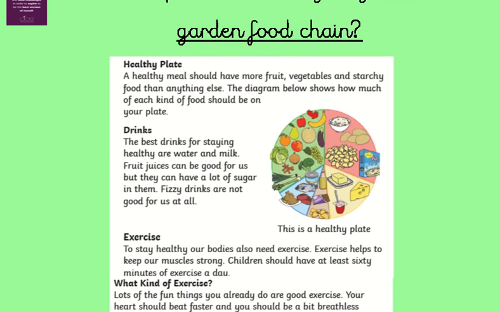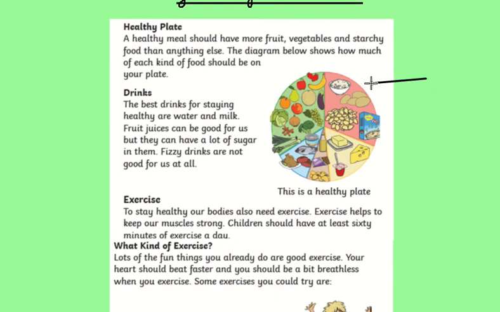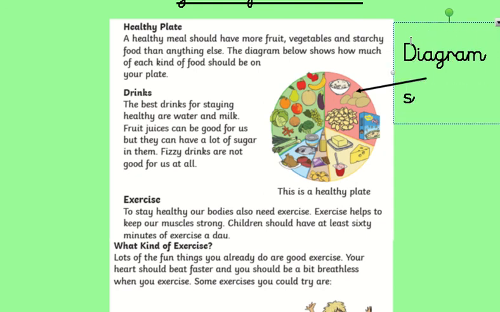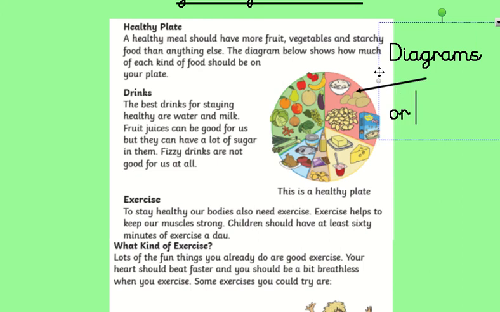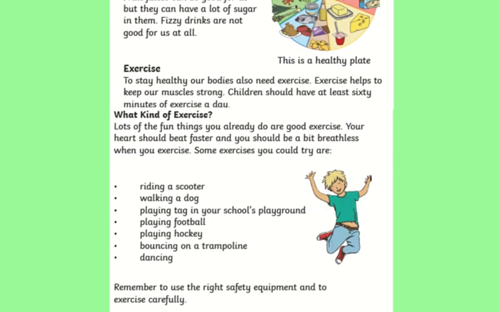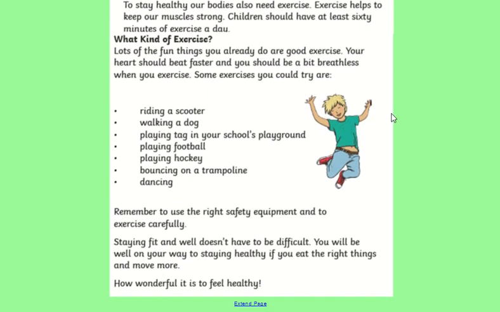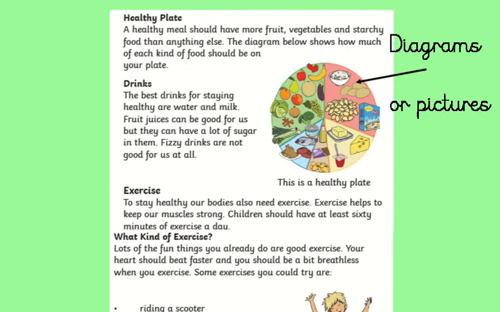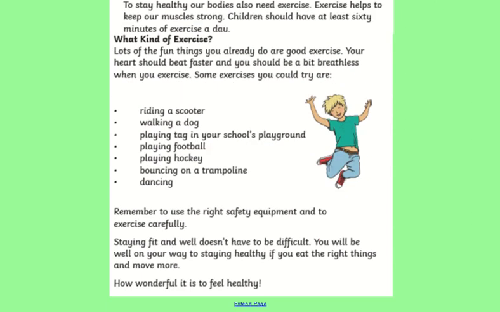Healthy plate. Now here we can see another feature we need for our explanation text is we might have some diagrams or pictures to help our readers understand what we're writing about. So we might include a diagram or a picture of a food chain in ours. Here's some more information as well. And again, we've got another picture to help us and some bullet points to tell us what kind of exercises we could do. So that is an explanation text explaining all about what healthy food is and what healthy drink is.